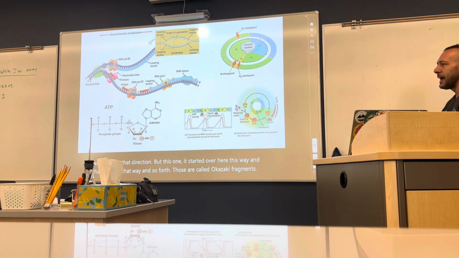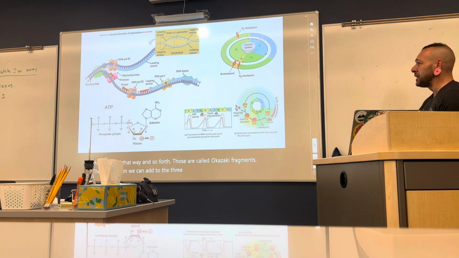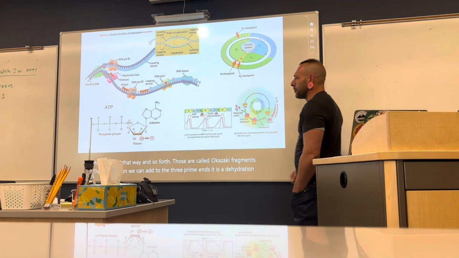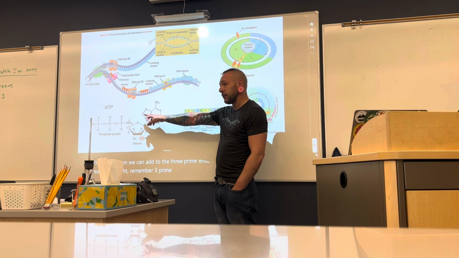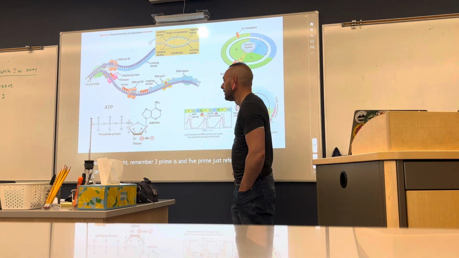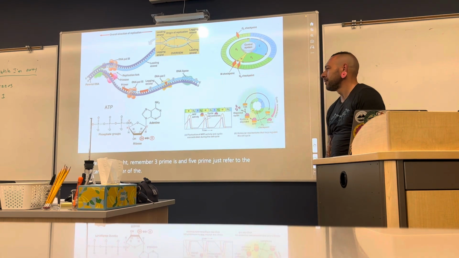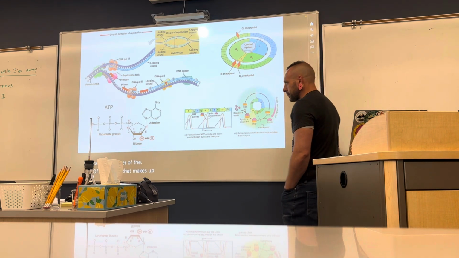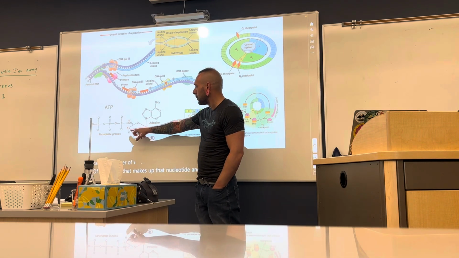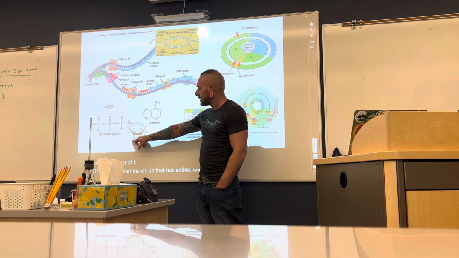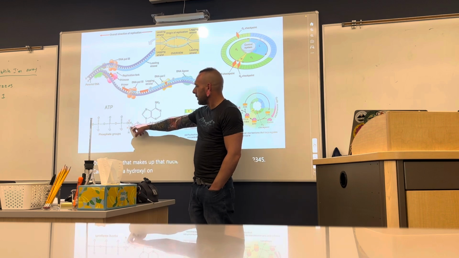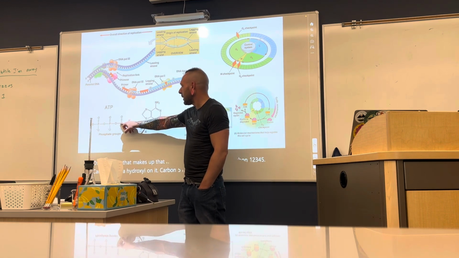The only reason we can add to the 3' end is that it is a dehydration reaction. Remember, 3' and 5' just refer to the carbon number of the ribose that makes up that nucleotide. So we have carbon 1, 2, 3, 4, 5. Carbon 3 has the hydroxyl on it. Carbon 5 has the 3 phosphate groups on it.